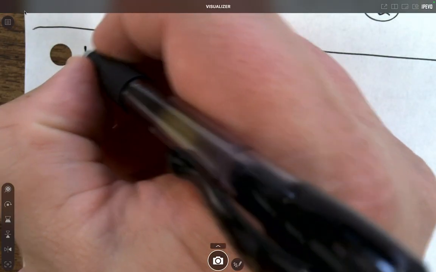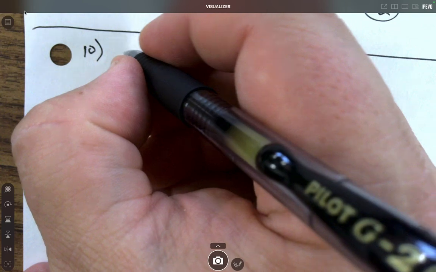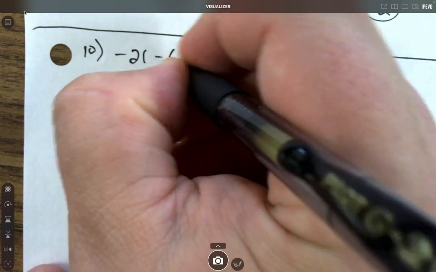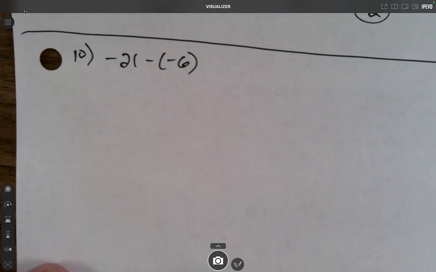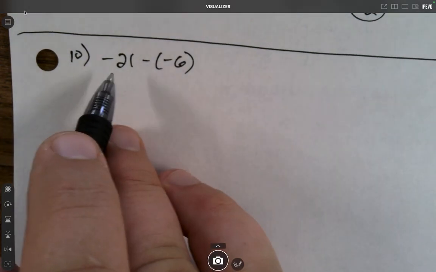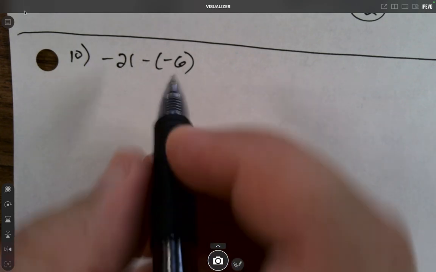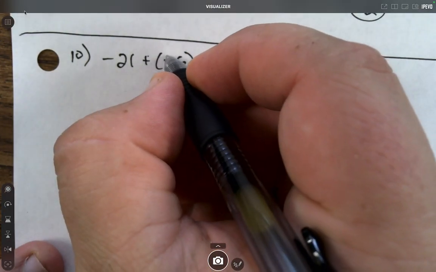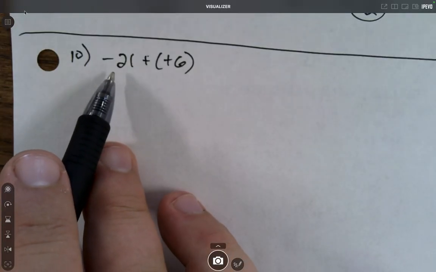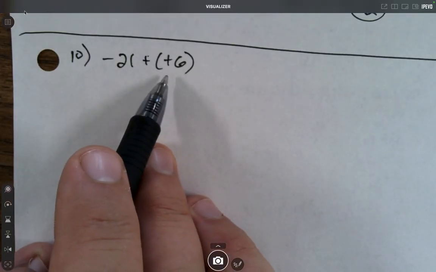Number 10, we have -21 minus -6. Anytime you see subtraction, the first step is keep, change, change. Keep the -21, change the minus to a plus, change the sign of the second number. So we end up with -21 plus +6.